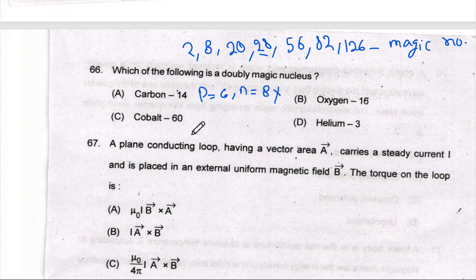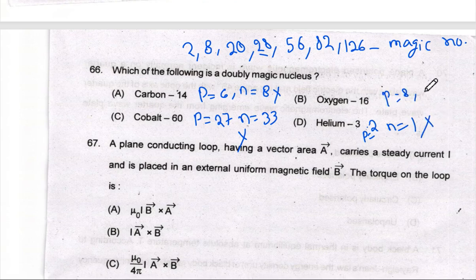So next is cobalt. Its atomic number is 27. So proton or electron number is 27 and neutron number is 60 minus 27, which is 33. So this is not a magic number. Then helium: atomic number is 2, so proton equals 2 and neutron equals 1, so it is also not a magic number. But oxygen: proton equals 8 and neutron equals 8, so both are magic numbers. So our answer is B, which is doubly magic.